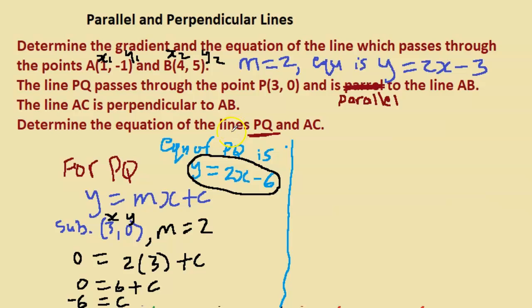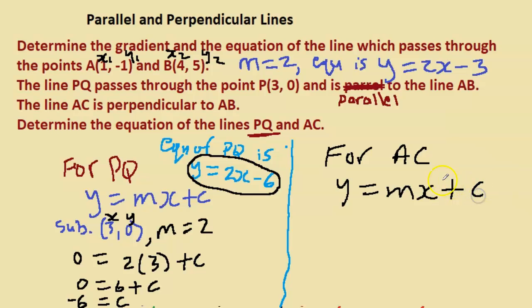Let's get the equation now for AC. We are told that AC is perpendicular to AB. So for AC now, again, all straight lines take the form y equal mx plus c. So the job is to find m and to find c. Now, we know what point it passes through. The line is called AC, so obviously it passes through the point A. So it passes through 1, negative 1.